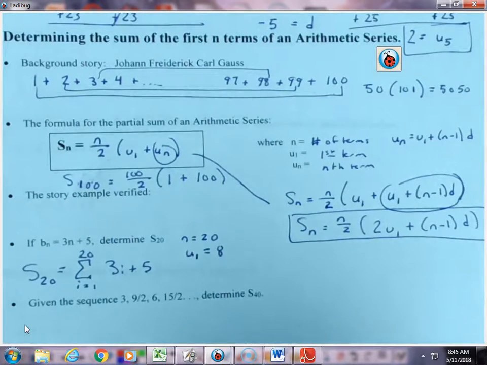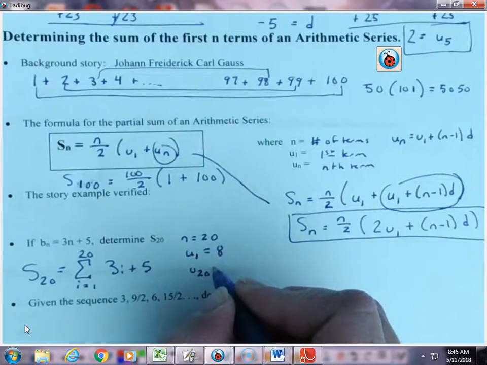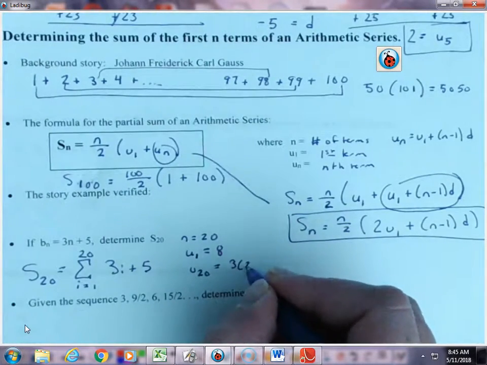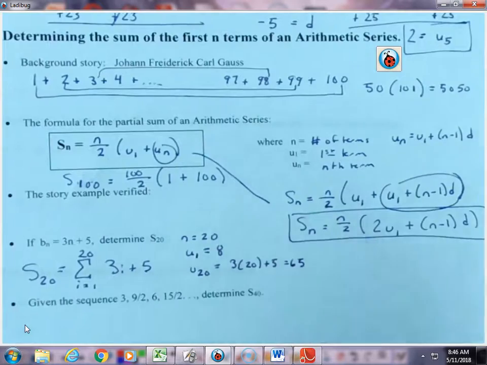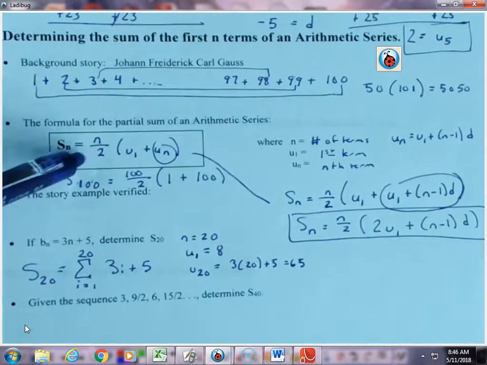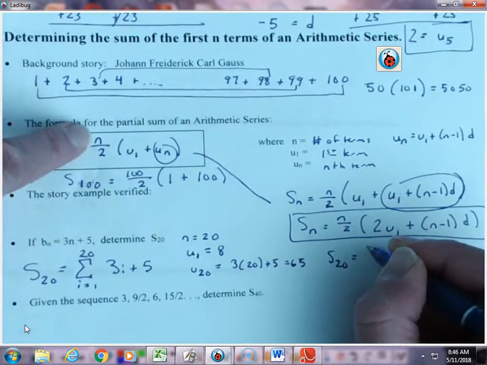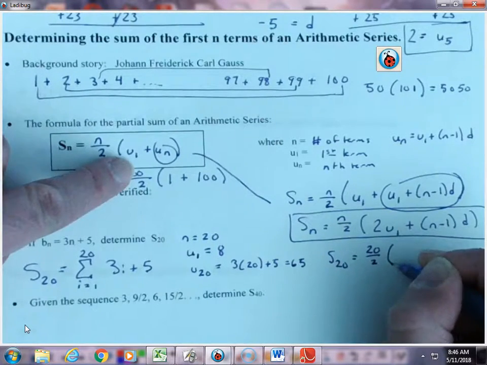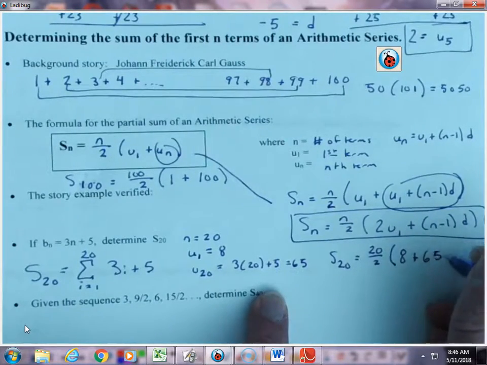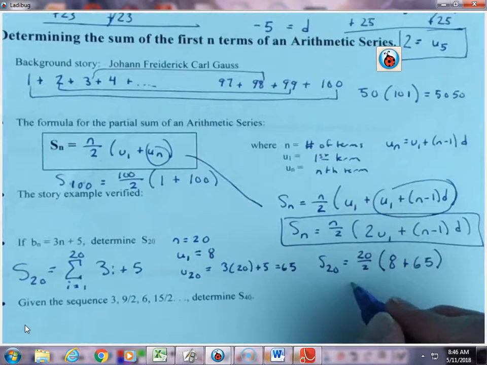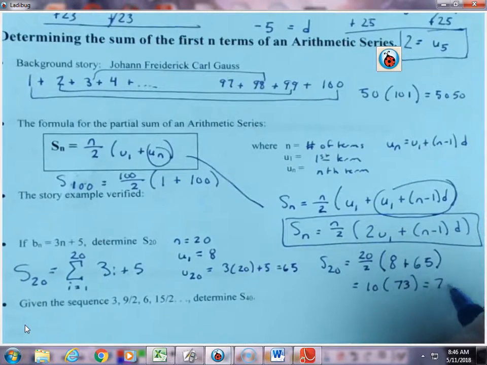Okay, do we know the last term? Or can we find it? So u sub 20 would be 3 times 20 plus 5. So 65. So I think I'd rather use that formula. What about you? Okay, so S sub 20 would be n over 2, so 20 over 2, the first term, which is 8, plus the last term, which in this term is u sub 20, plus 65. So 10 times 73, so 730.